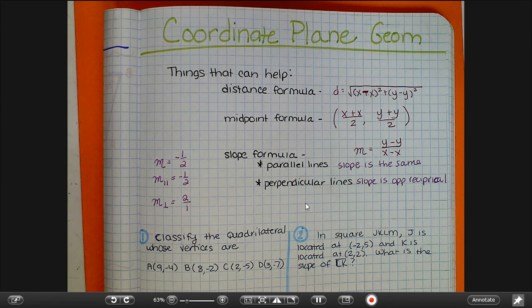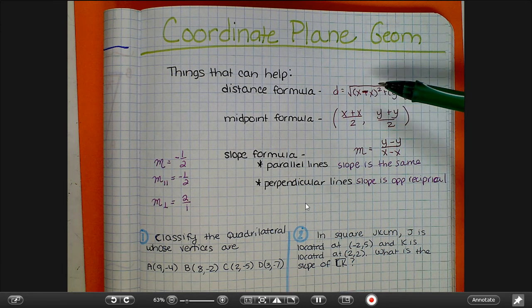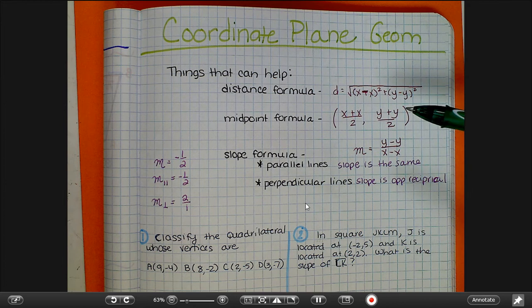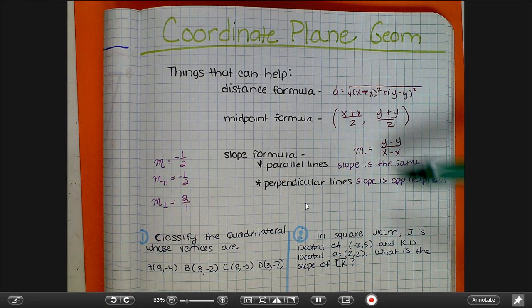All right, now why would you need these? What are they going to help you with? Well, the distance formula can help you decide if the sides are congruent or not. The midpoint formula will help with diagonals, right? It'll help you decide if the diagonals are bisected at a certain point. If they have the same midpoint or halfway point, then they are probably bisected. And the slope will help you determine if lines or sides are parallel, but also if the diagonals are perpendicular or if the sides are perpendicular, forming a square or a rectangle.